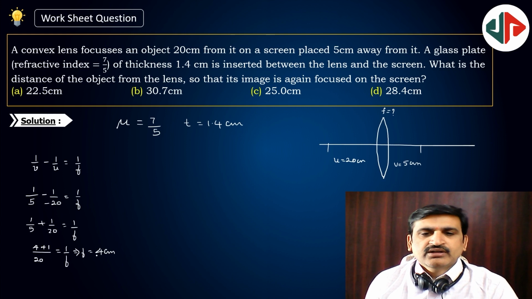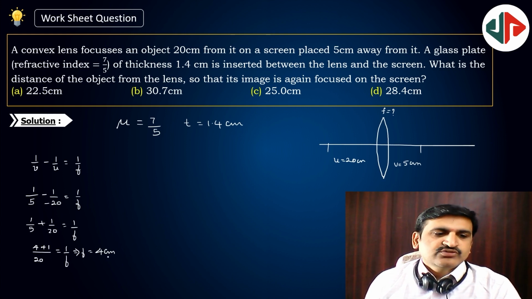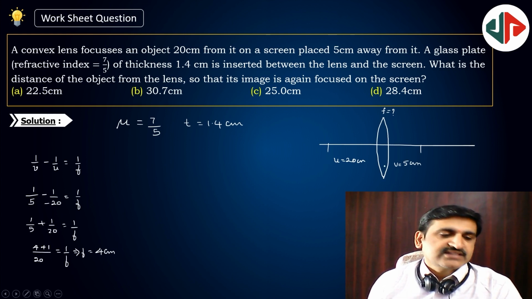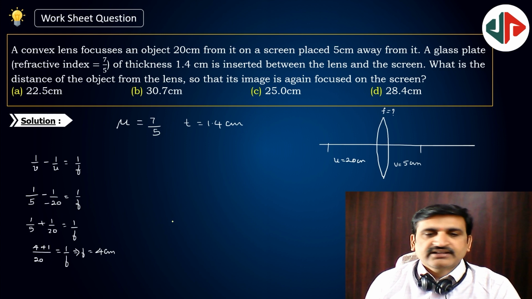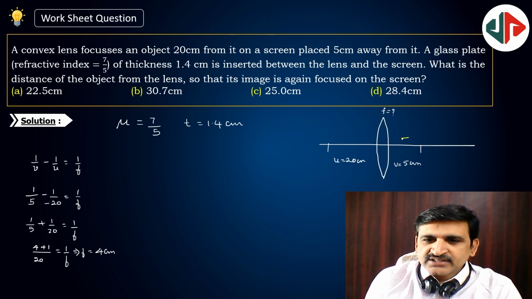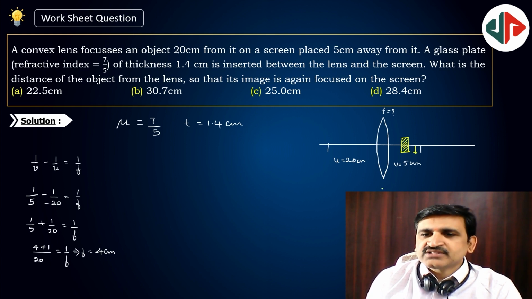Now, this is 4. 4 plus 4, 8. That means the object is beyond C, and the image is between C and F. Yes, right. Now next, there is a glass slab placement. The glass slab will bring the image closer. How much closeness is it going to take up?